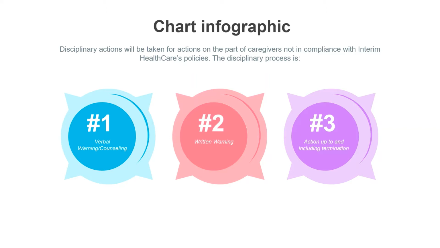Since EVV is so very important, we want to make it clear that disciplinary actions may be taken for actions not in compliance with Interim Healthcare policies. The disciplinary process is outlined on this slide. First infractions may result in a verbal warning or counseling. A second infraction may result in a written warning. And a third could be action up to and including termination.